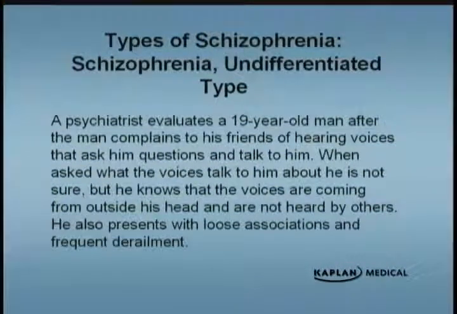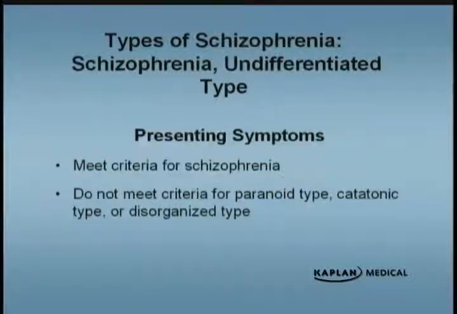A psychiatrist evaluates a 19-year-old man after the man complains to his friends of hearing voices that ask him questions and talk to him. When asked what the voices talk to him about, he's not sure, but he knows that the voices are coming from outside his head and are not heard by others. He also presents with loose associations and frequent derailment. The theme here is that you have a patient that does not meet any specific criteria. He does have criteria for schizophrenia in that he's having hallucinations.